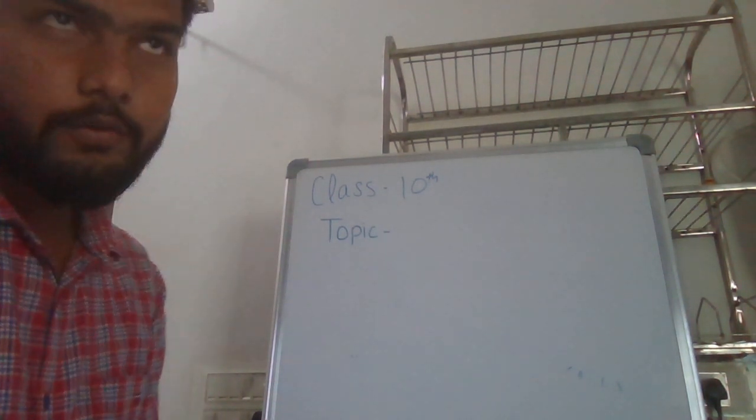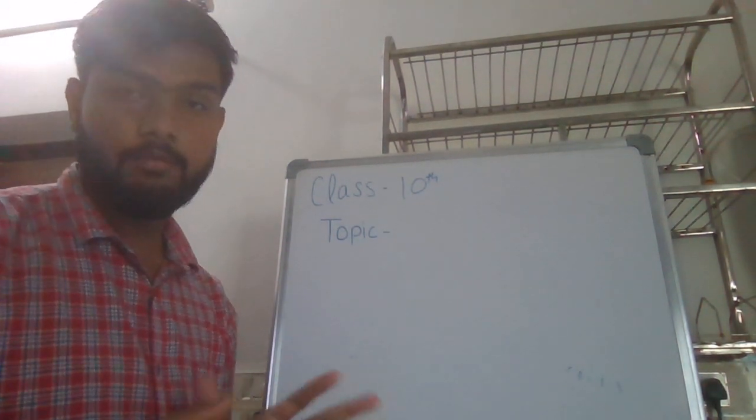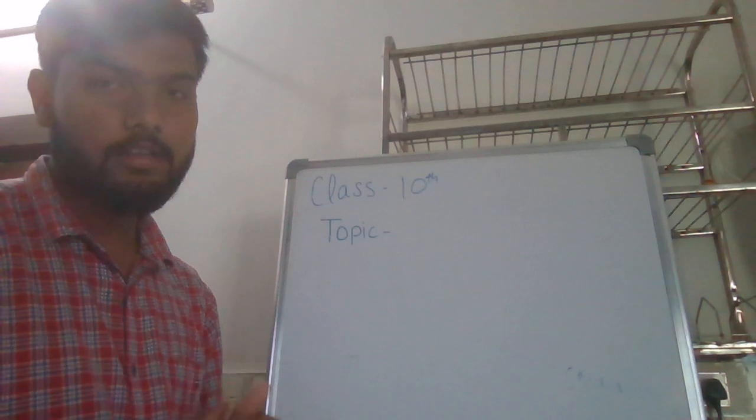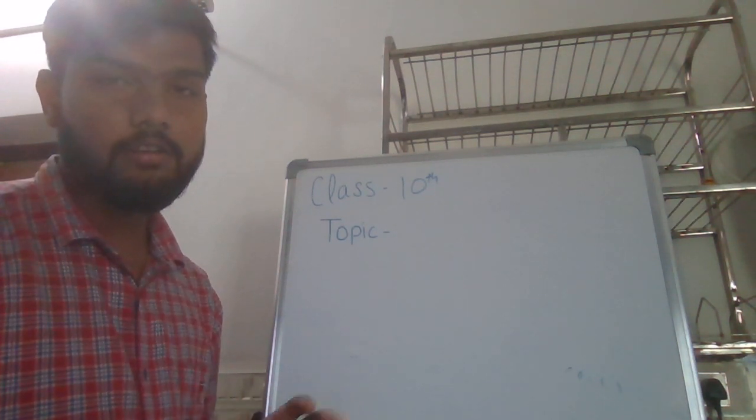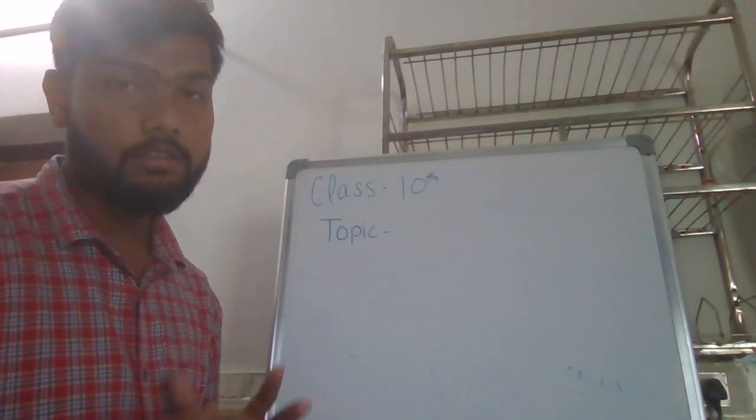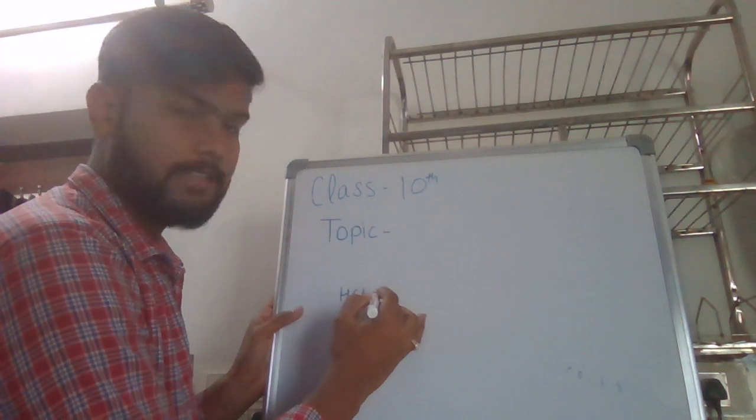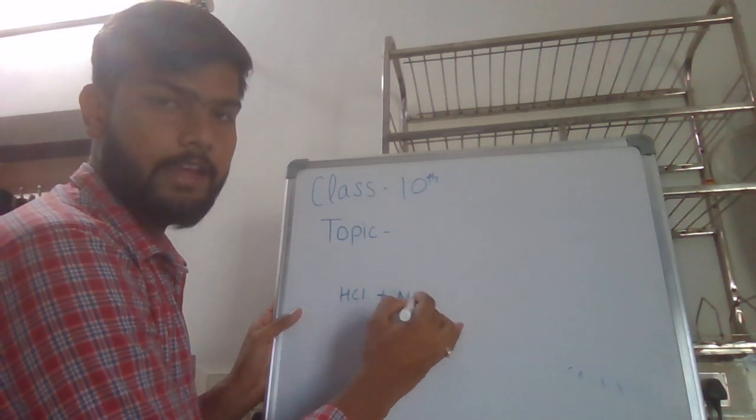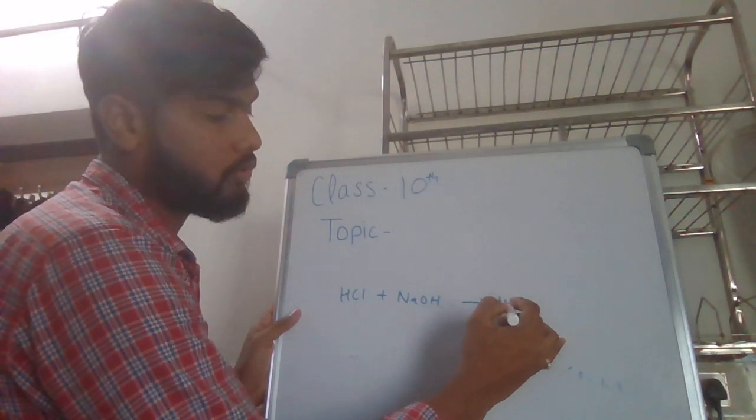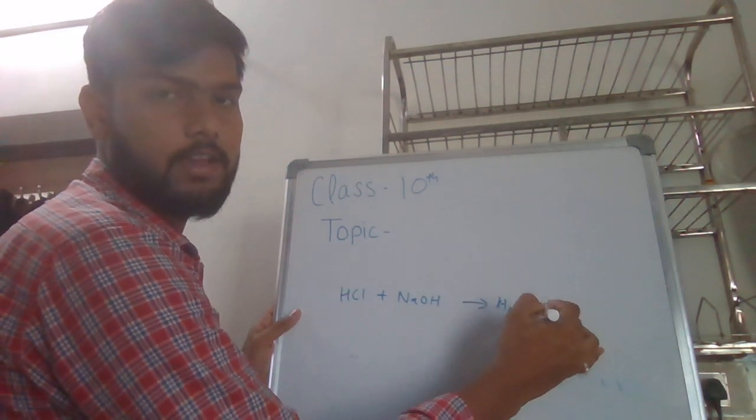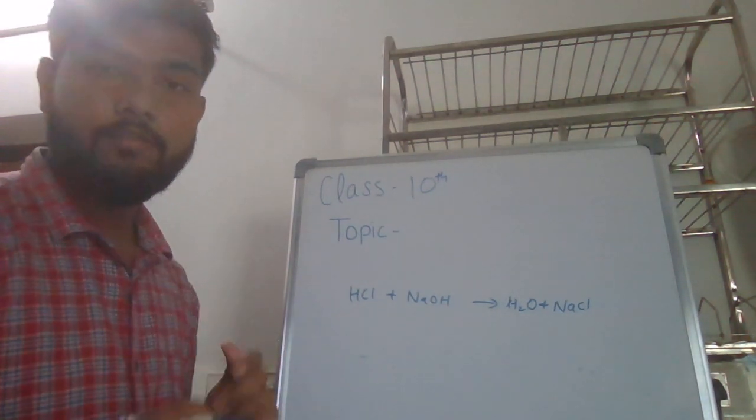Our class today is related to science, and in science we will study chemistry. Here I am writing some reaction equations. You have to identify the following reaction: HCl plus NaOH reacts to give H2O plus NaCl. You have to identify this reaction.